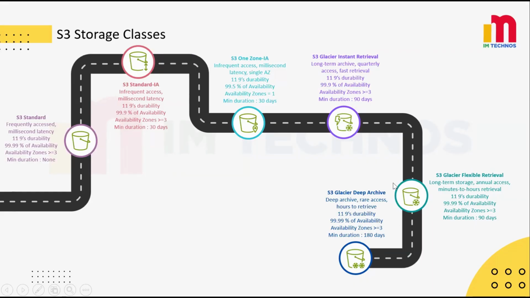And finally, S3 Glacier Deep Archive is the lowest cost storage class designed for data you almost never access. Think like compliance records or historical data. And retrieval time can take up to 12 hours.